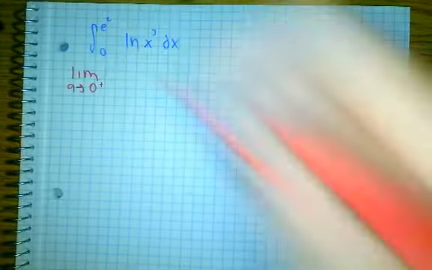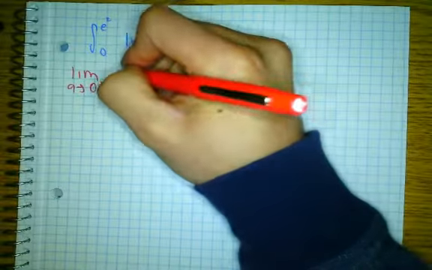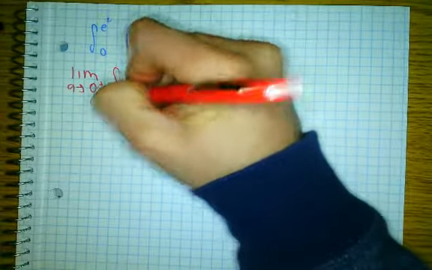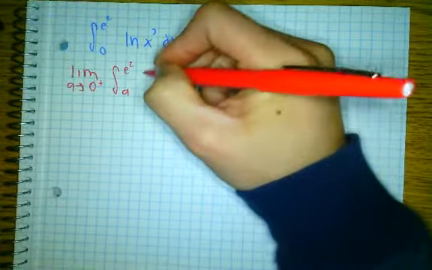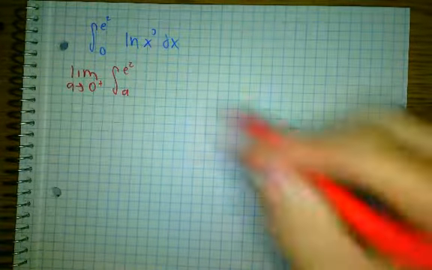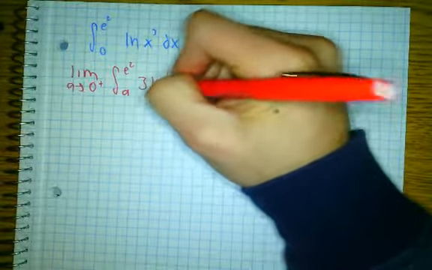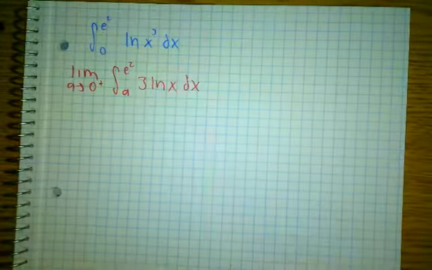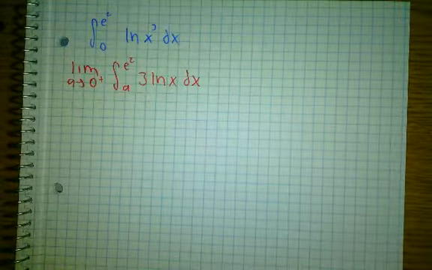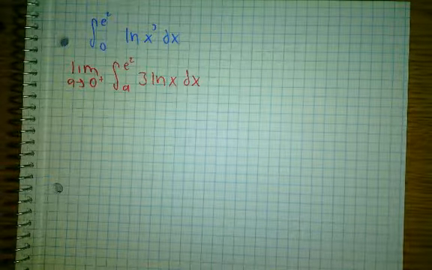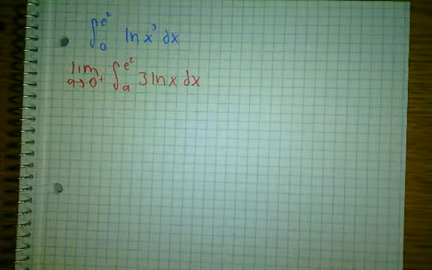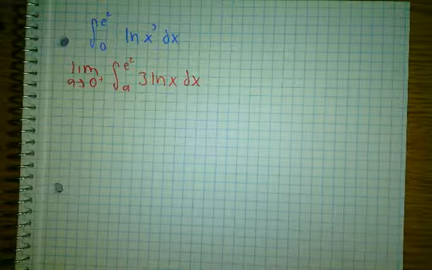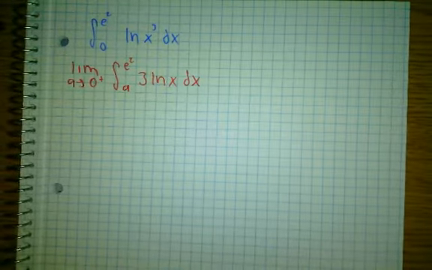From the right, of the integral between a and e squared. And to make my life easier, can I rewrite this as 3 natural log of x dx? Yes? Use a in place of 0. Okay, now what? Now we integrate.